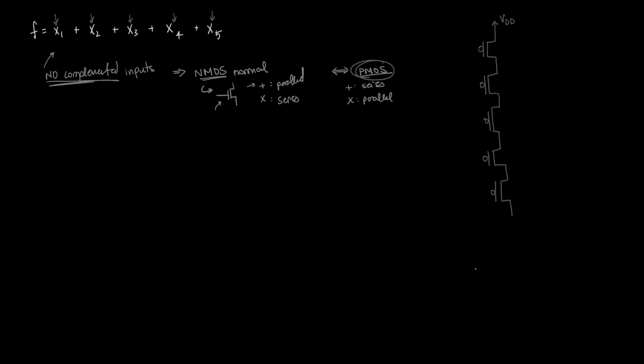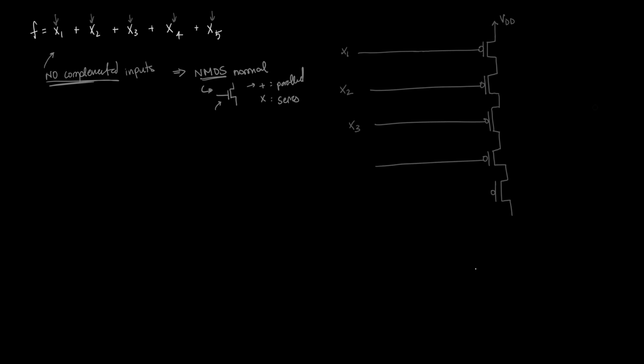So now we're going to connect them to our inputs. So we've got x1 through x5. We can just go ahead and draw that on here. I'm going to clear this away just for space. So up here we have x1, then here we have x2, here we have x3, here we have x4, and here we have x5. So this basically completes the PMOS part of our circuit.